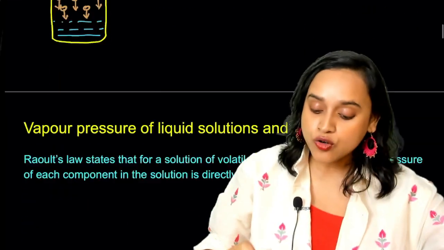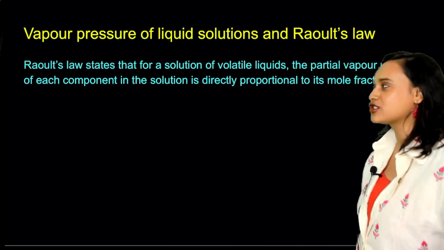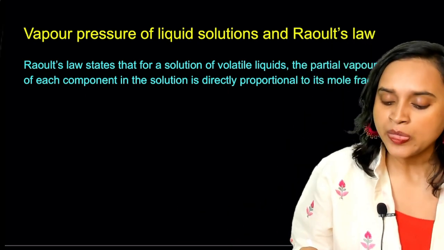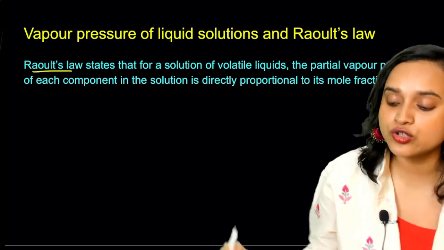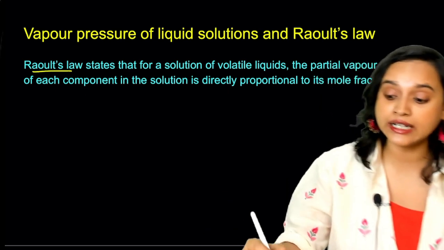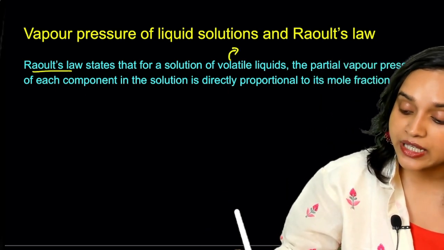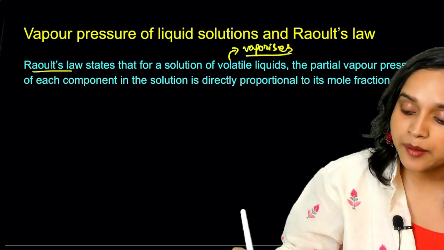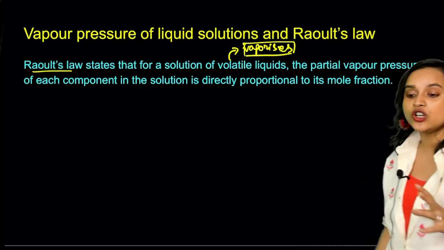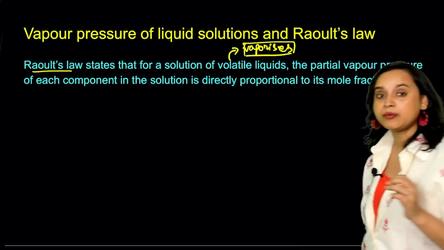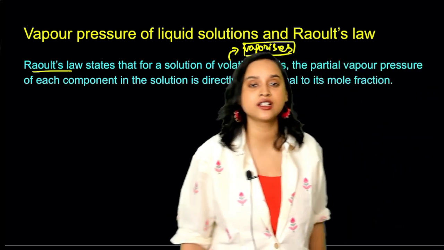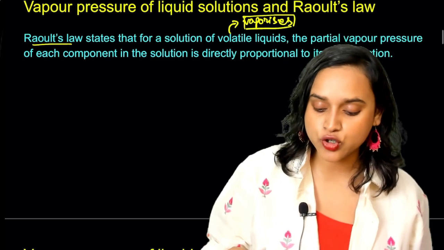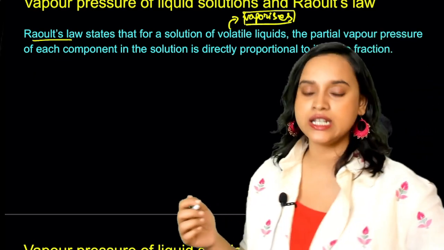All righty. Moving ahead, everybody, now let's get into Raoult's law. Very, very important and one of the most amazing topics as well. Very easy also. Now, Raoult's law states that for a solution of volatile liquids, what do you mean by volatile liquids? Volatile liquids basically means those which vaporize, those that can vaporize very easily. So, for volatile liquids, the partial vapor pressure of each component in the solution is directly proportional to its mole fraction. What is it proportional to? Its mole fraction. Okay, all right.